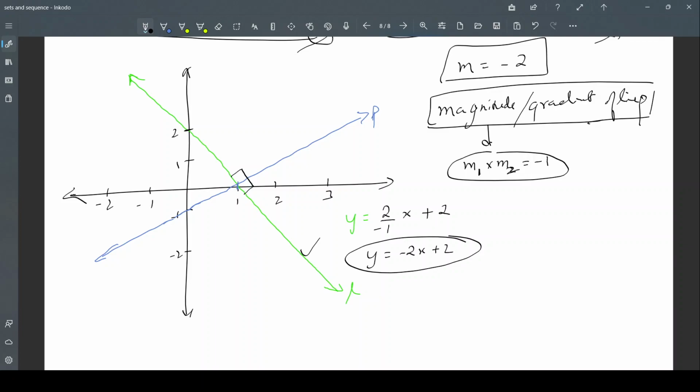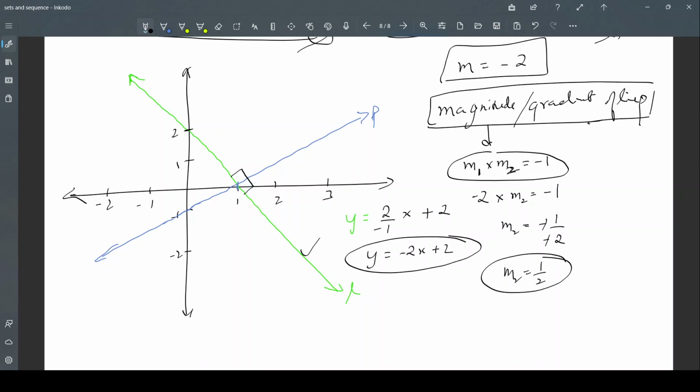Magnitude 1 times m1 times m2 equals -1. You have to keep this in mind. So what is m1 here? Substitute the value of m1. m1 is -2. What is m2 now? Let's find out. m2 will be very simple: -1 by -2. Divide, this goes down, right? So minus minus cancelled, m2 will be 1 by 2, correct?